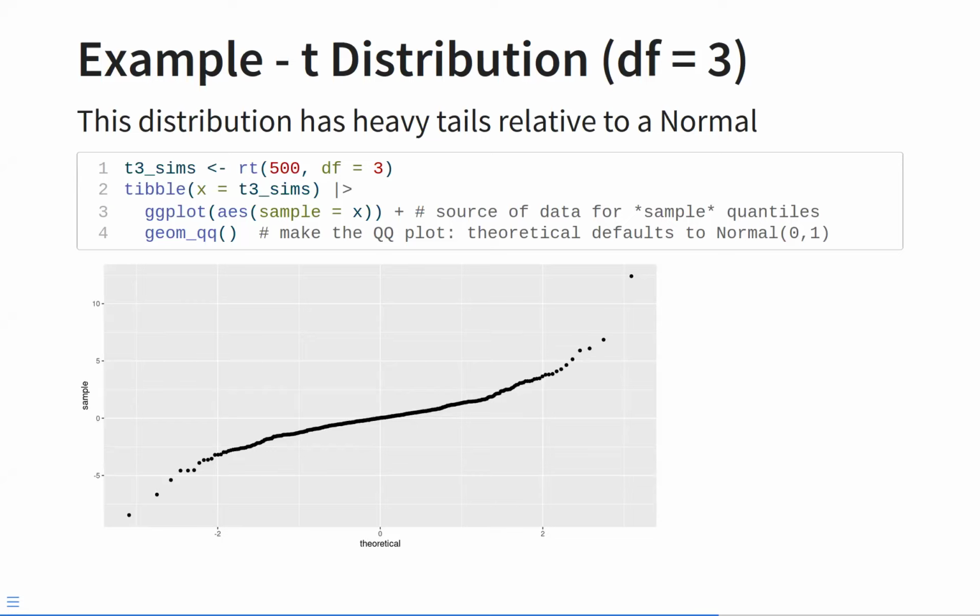Now you might ask, where are the theoretical quantiles? Well, if you don't tell it otherwise, geom_qq is going to default to providing the theoretical quantiles of a normal(0,1) random variable. In other words, a standard normal random variable.